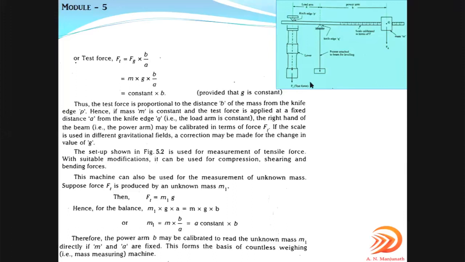So F suffix T, the test force, will be equal to M1 into G, where M1 is the unknown mass. So for the balance to take place, M1 into G into A is equal to M into G into B. Once you substitute it, M1 is equal to M into B by A, which is a constant into B. So the power arm B may be calibrated to read the unknown mass. This is M1. Right? So directly, if M and A are fixed, this forms a basis of counting weighing.